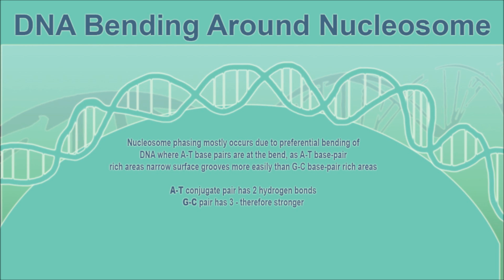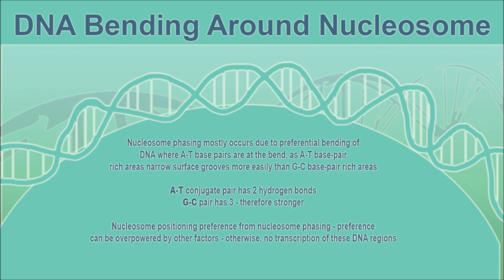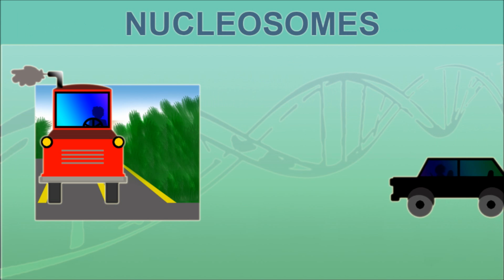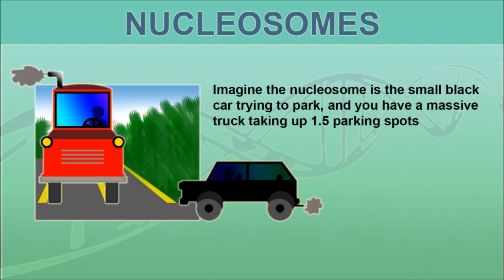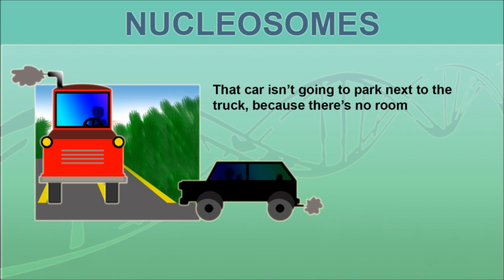Always keep in mind that the AT conjugate pair has 2 hydrogen bonds, while the GC pair has 3, and is therefore stronger. The nucleosome positioning preference dictated by nucleosome phasing is weak enough to allow an overpowering of the preference by other factors. Otherwise, you wouldn't get transcription of these DNA regions. That being said, the main factor affecting position of nucleosomes is proteins tightly bound to the DNA. Imagine the nucleosome is the small black car trying to park, and you have a massive truck, a protein, taking up 1.5 parking spots. That car isn't going to park next to the truck because there's no room.